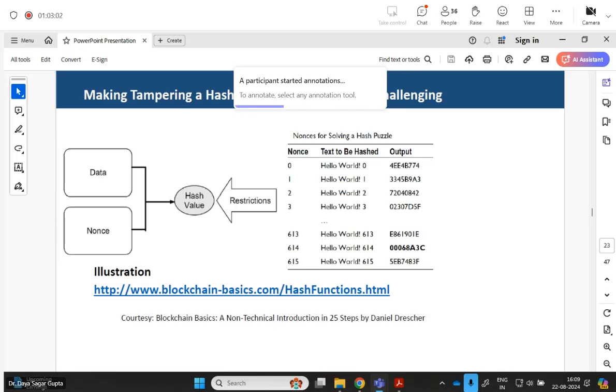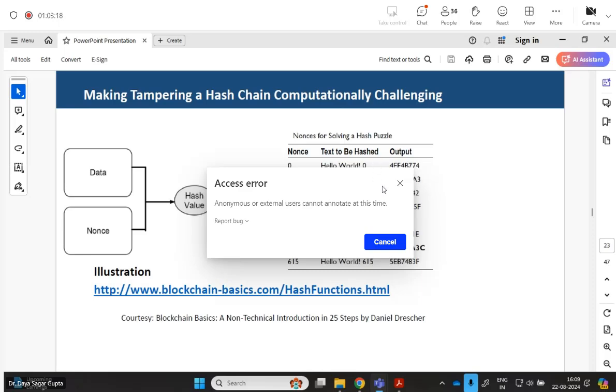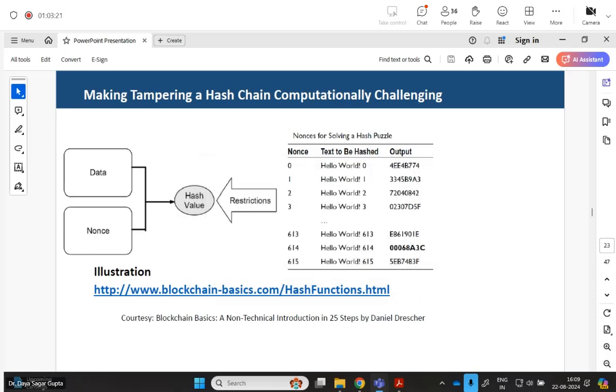If I have data, compute its hash value and put it somewhere else, it is difficult to prevent tampering. Now try to add something to the data and put its hash value. This will be somewhat better. How can you claim it? Try to claim it first. What do you mean by computationally challenging here? Let us try to see it.